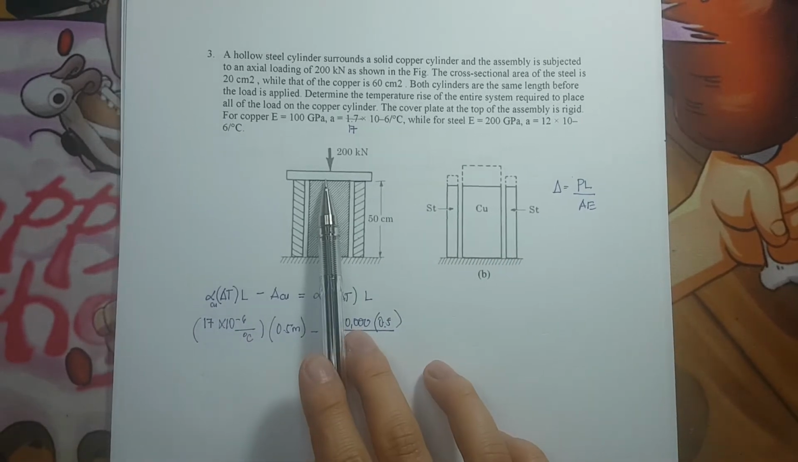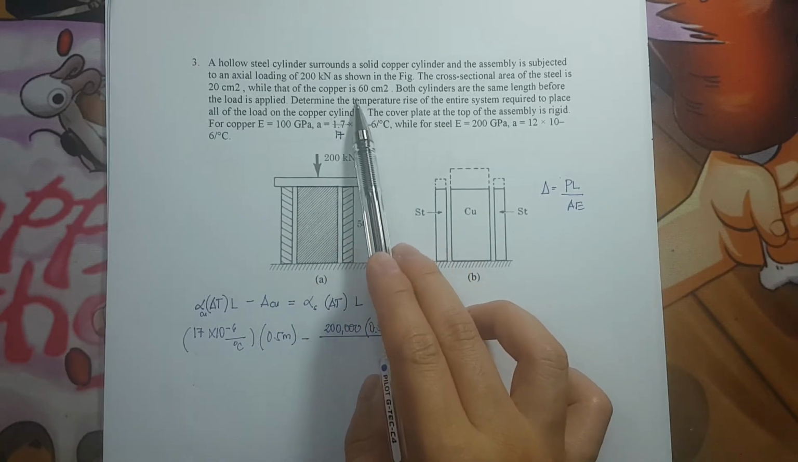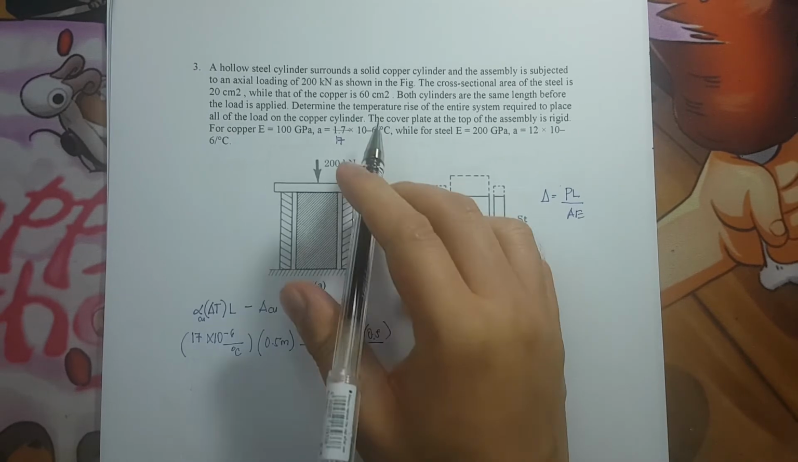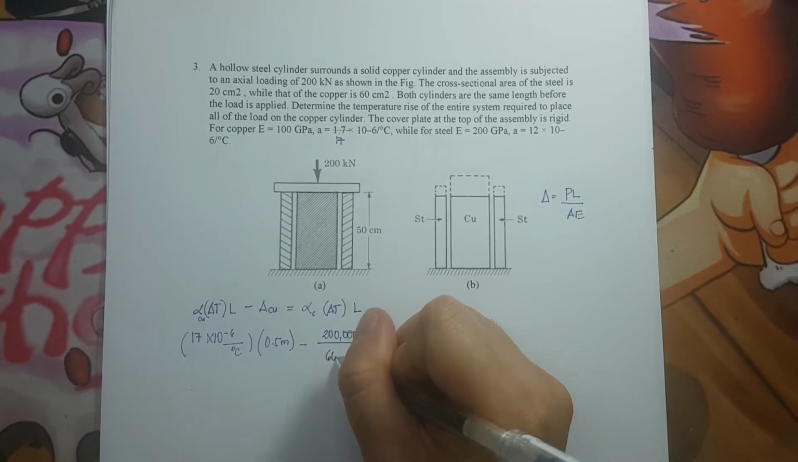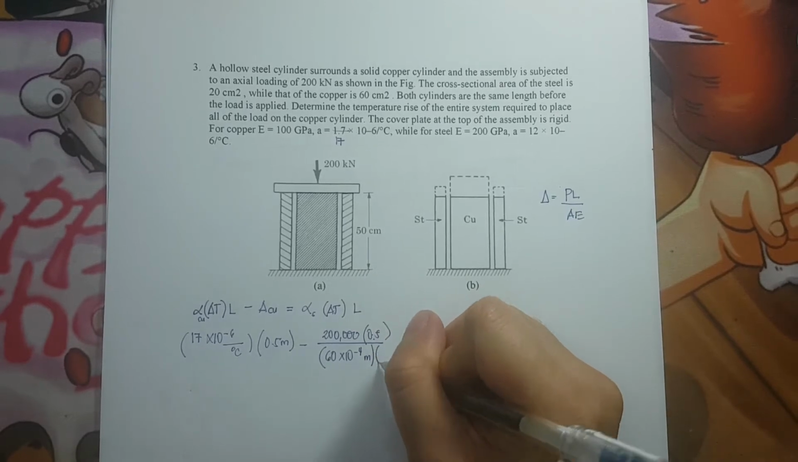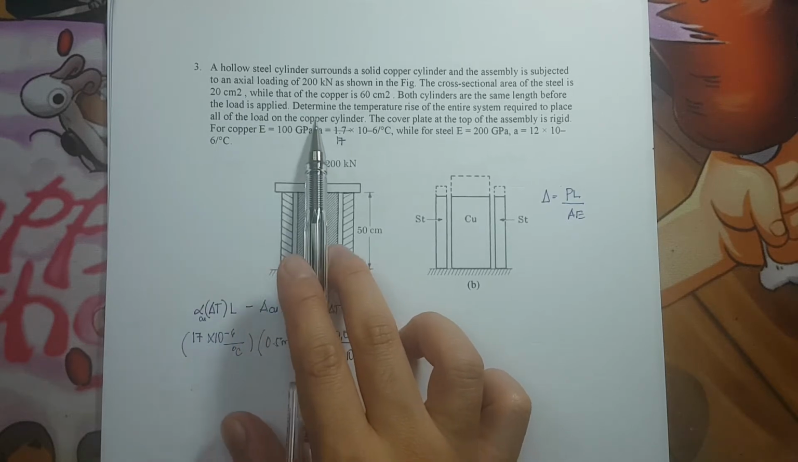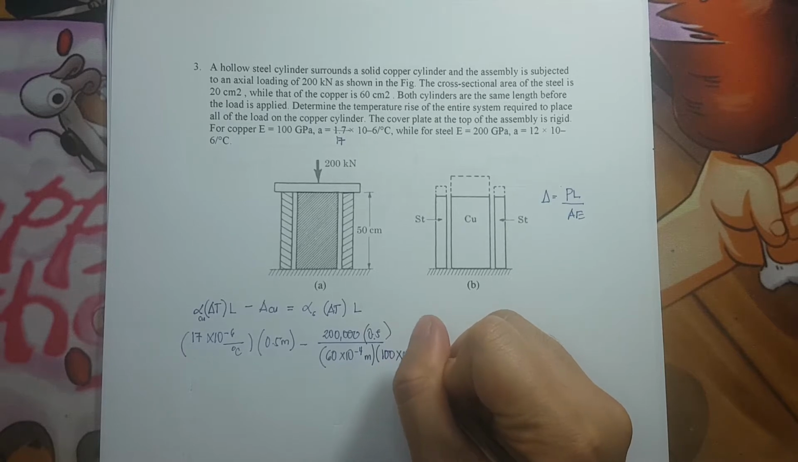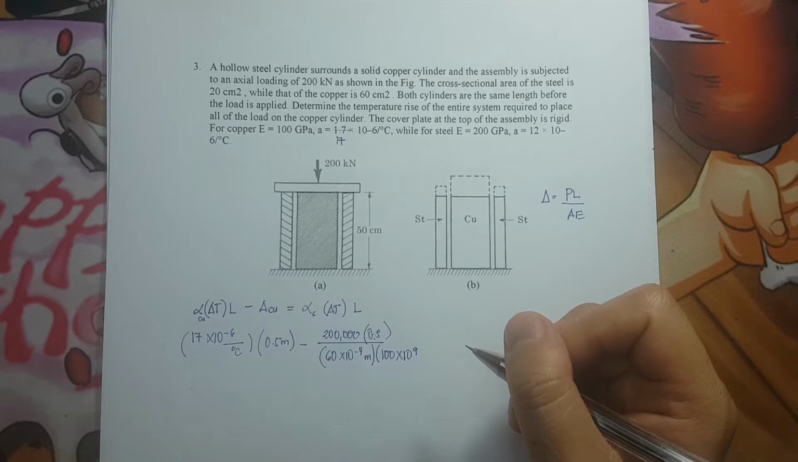What is the area? The area is 60 for the copper. Take note it is the copper who will be carrying it. So that is in centimeters squared. To make it in meters, that would be 60 times 10 raised to negative 4, that is in meters squared, times the modulus of elasticity. And the modulus of elasticity for copper is 100 gigapascals, so that is 100 times 10 raised to 9 newton per meter squared.